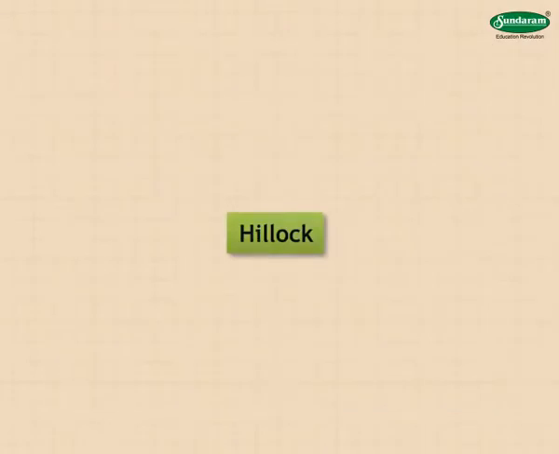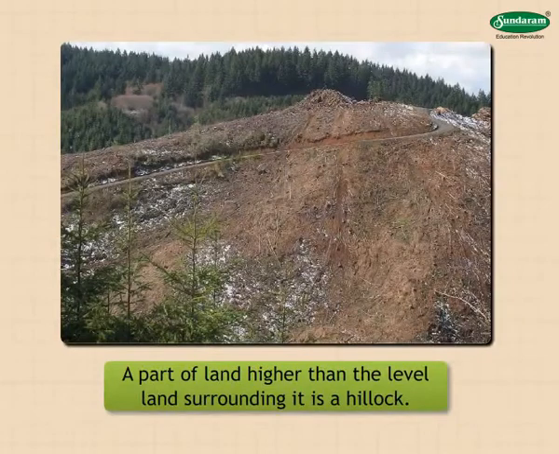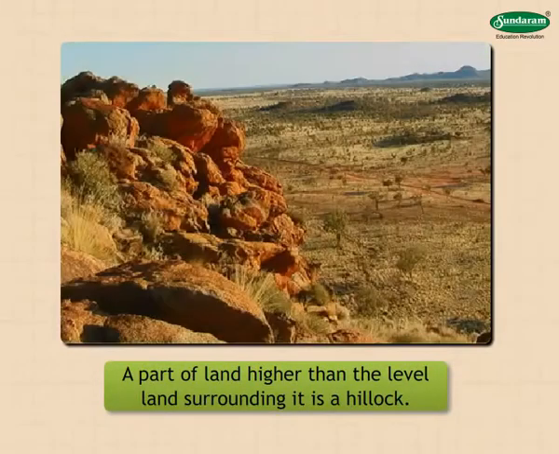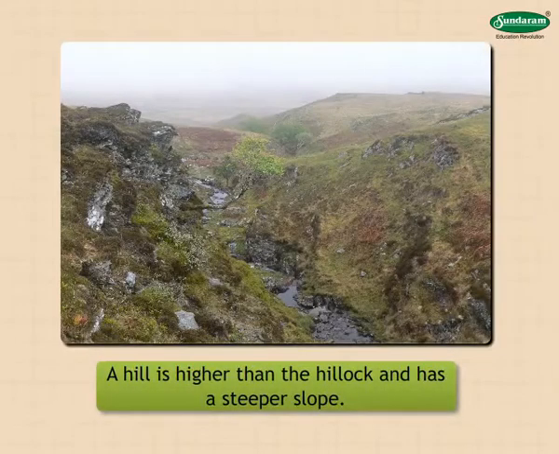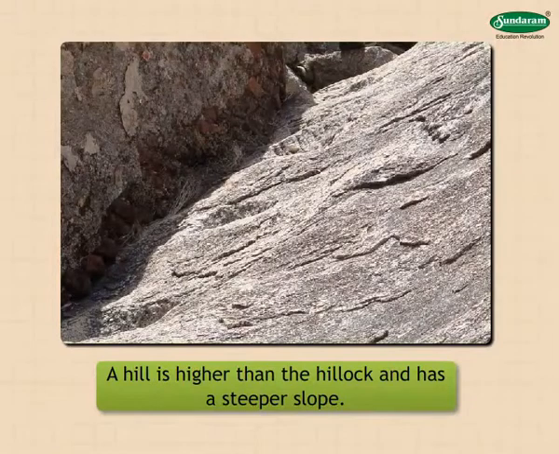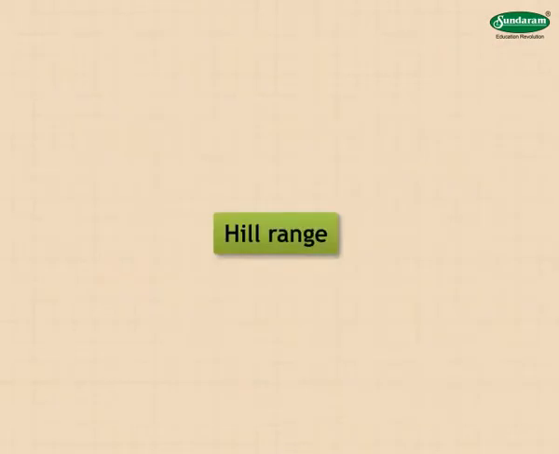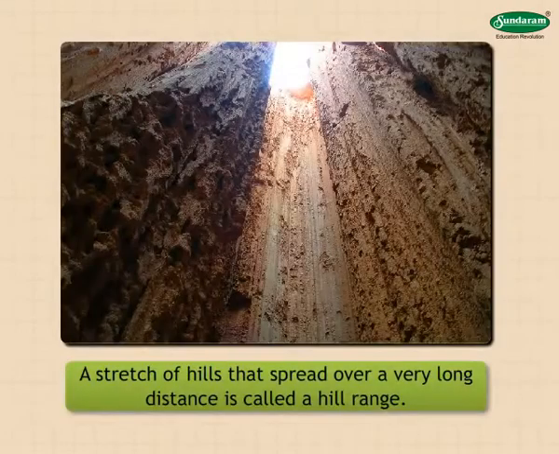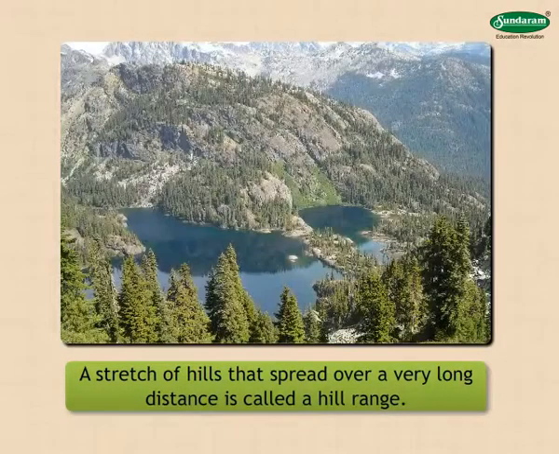Hillock. A part of land higher than the level land surrounding it is a hillock. Hill. A hill is higher than the hillock and has a steeper slope. Hill range. A stretch of hills that spread over a very long distance is called a hill range.